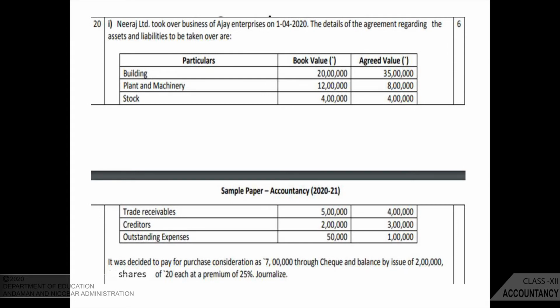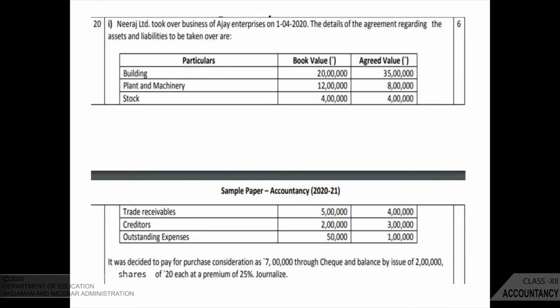Building, book value 20 lakh, agreed value 35 lakh. Plant and machinery, book value 12 lakh, agreed value 8 lakh. Stock, book value 4 lakh, agreed value 4 lakh. Trade receivables, book value 5 lakh, agreed value 4 lakh. Creditors, book value 2 lakh, agreed value 3 lakh. Outstanding expenses, book value 50,000, agreed value 1 lakh. It was decided to pay the purchase consideration as 7 lakh through cheque and the balance by issue of 2 lakh shares of rupees 20 each at a premium of 25%.